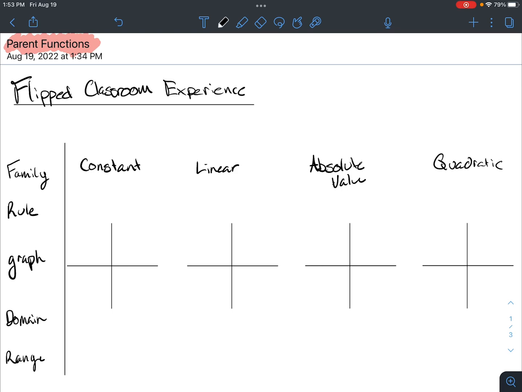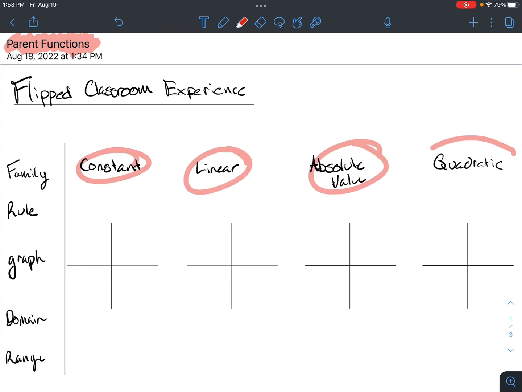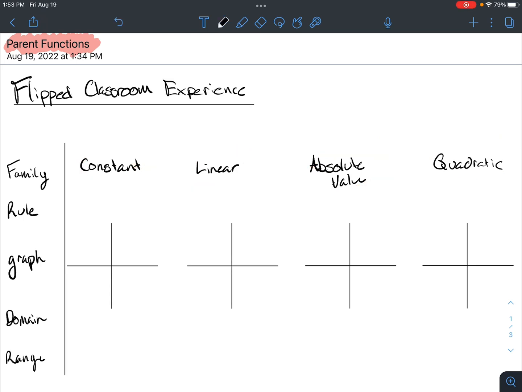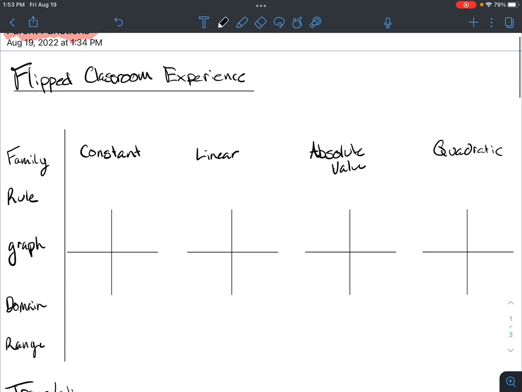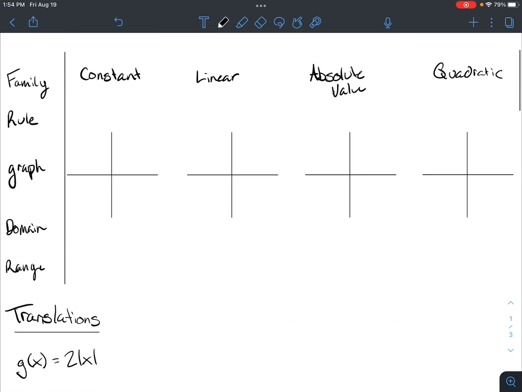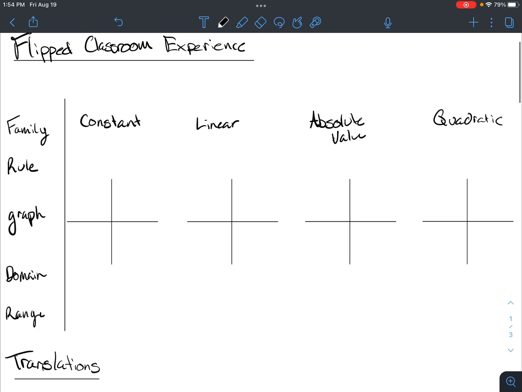So what we're going to talk about today is the parent functions, and as you can see next to this family, I have our constant, linear, absolute value, and quadratic. These are going to be the functions that we're going to talk about today, and then a little bit of translations with them. These functions are going to have some sort of rule attached with them. So we're going to have f of x, function of x, is going to equal a constant number. In this case, we're just going to say our constant is 1.